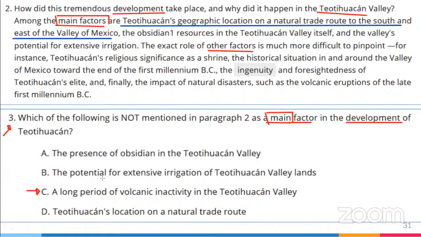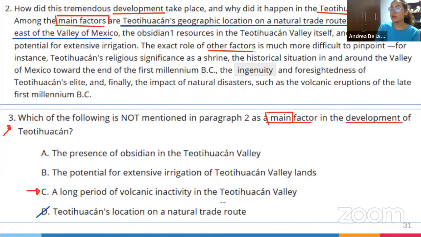B. Exactly. Option D says Tehuacan's location on the natural trade route. Now, once you've found that, it's also really, really important that you check and double check that it's correct, that everything is right. Because maybe, and this is another very common trap for these questions, option D isn't like that.